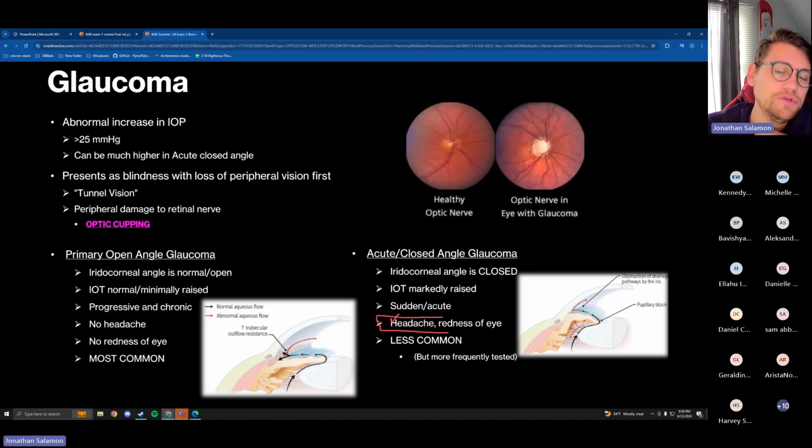The question stem will usually talk about how they're having a headache and redness of the eye. A lot of times, it will talk about this and then ask what caused it, and the answer will be like, oh, well, we started them on a drug that basically caused dilation of the pupil, right? And then you end up with this obstruction.